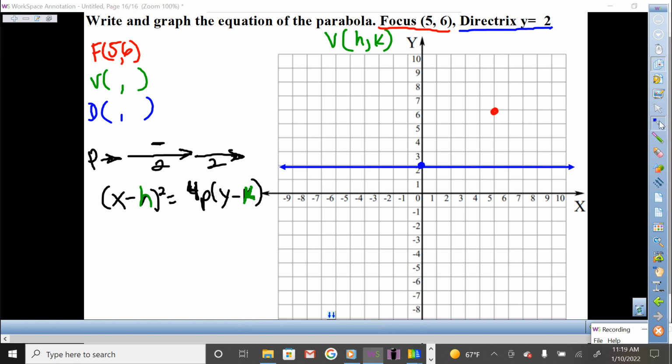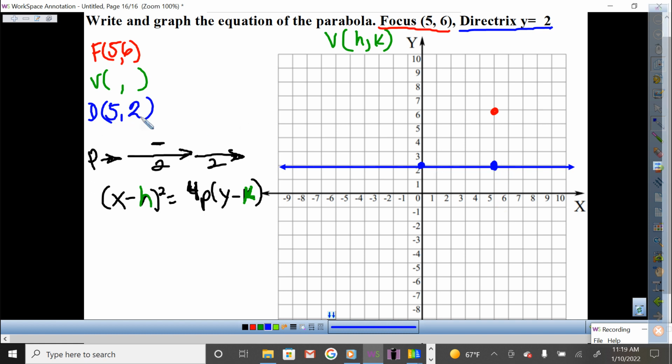But we need a point. We can't use that one because it's not aligned to the focus. So we look at the focus, go straight down to the directrix and plot the point. And what is the coordinate for that one? (5, 2). So we write it here, (5, 2).